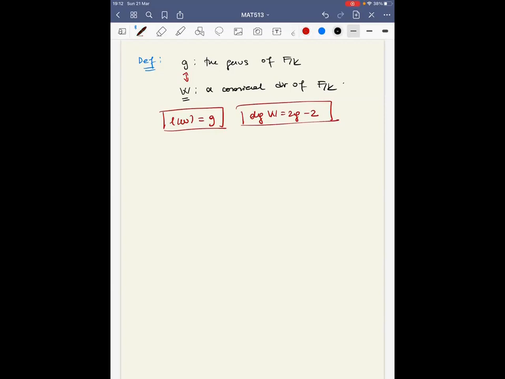And in the next video, indeed, we will see that all divisors can be characterized with respect to this property. I mean, conversely, we will see that if a divisor is of dimension G and is of degree 2G minus 2, indeed, it will give us a canonical divisor. So that means it will be equivalent to a canonical divisor.